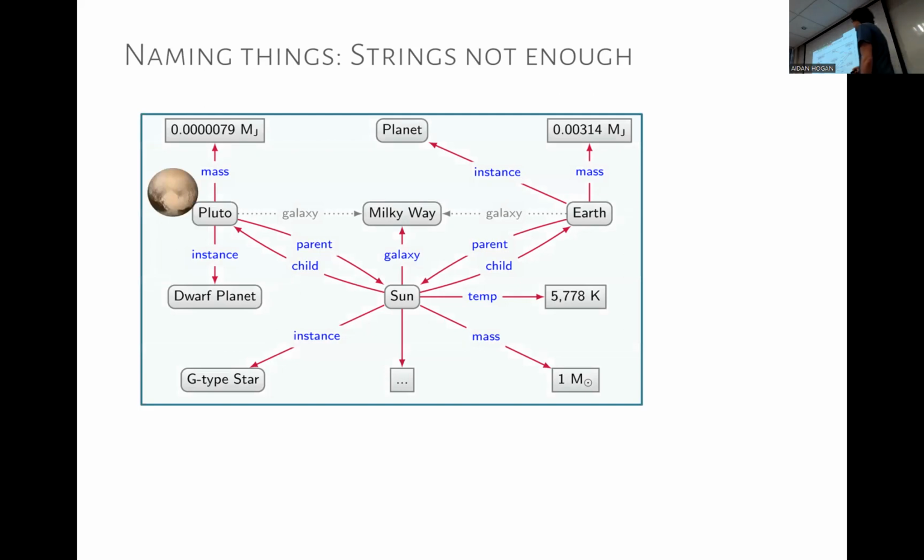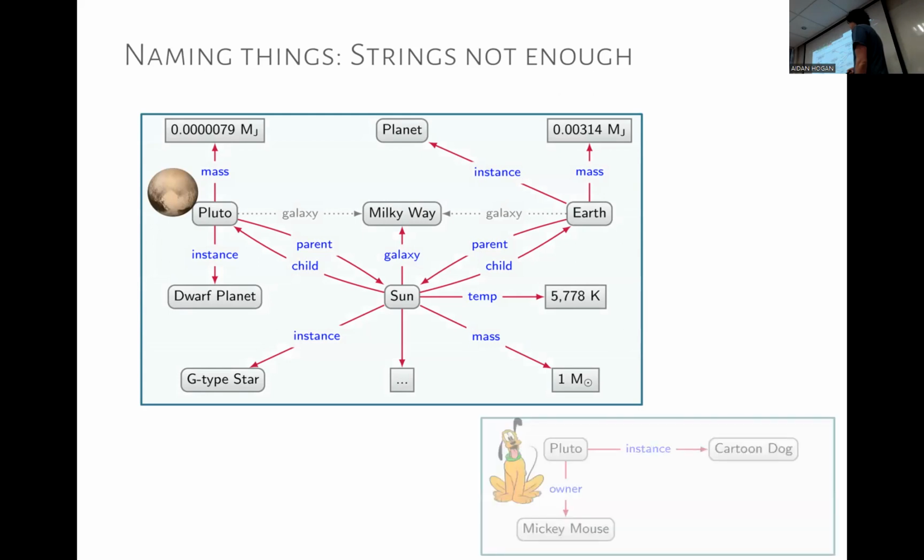Another more common case is maybe we understand this is an astronomical graph, right? However, we have another graph maybe somewhere else on the web. Eventually the idea will be to publish these graphs on the web and share the data. We have another graph on the web that's not about astronomy, but rather about cartoon characters, for example. So here we say that Pluto is an instance of a cartoon dog and Pluto's owner is Mickey Mouse. And that's great. We have these two graphs.